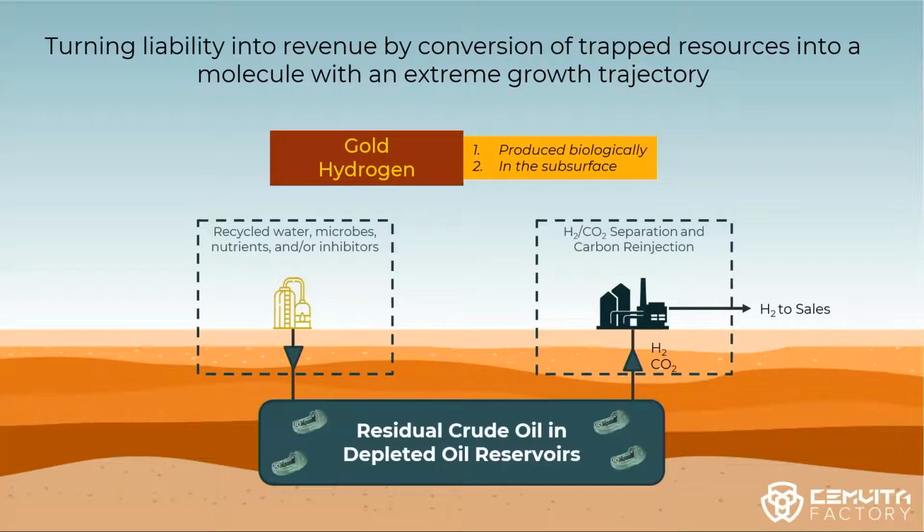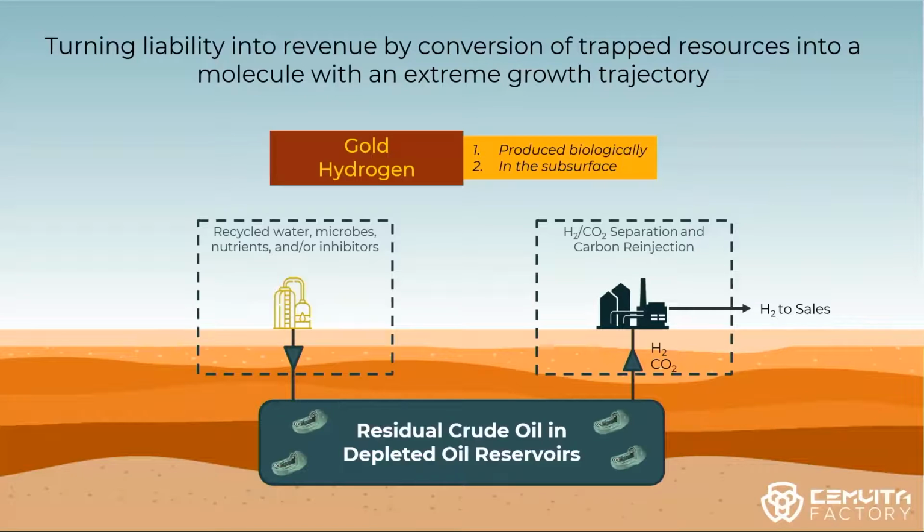So, if you've been living under a rock and you don't know what gold hydrogen is, we define gold hydrogen as hydrogen that is produced biologically and in the subsurface. So we target depleted reservoirs, and when I say depleted, that means reservoirs that aren't necessarily producing economic amounts of oil, but there's still 50 to 70% of the original oil in place left in the reservoirs. So there's a large bank of hydrocarbon left in the ground that we can tap into.